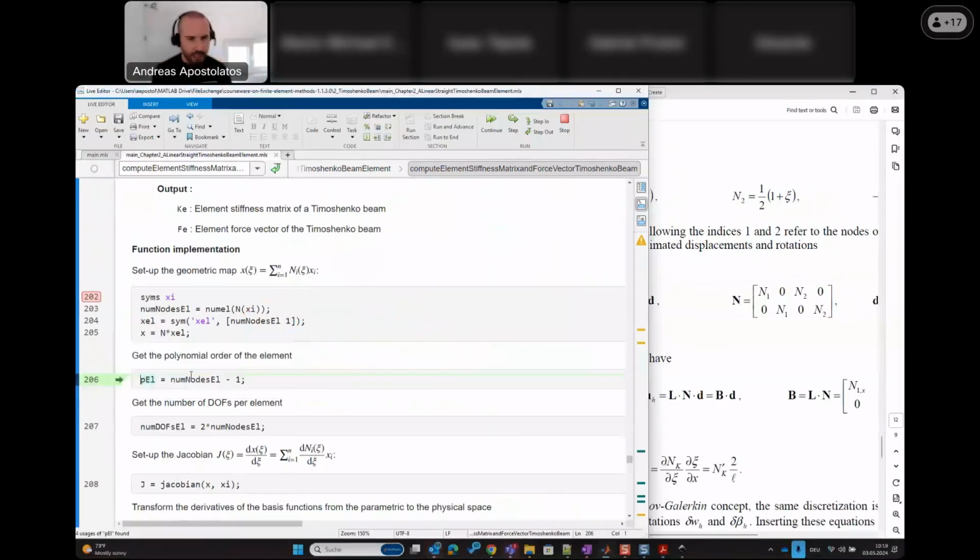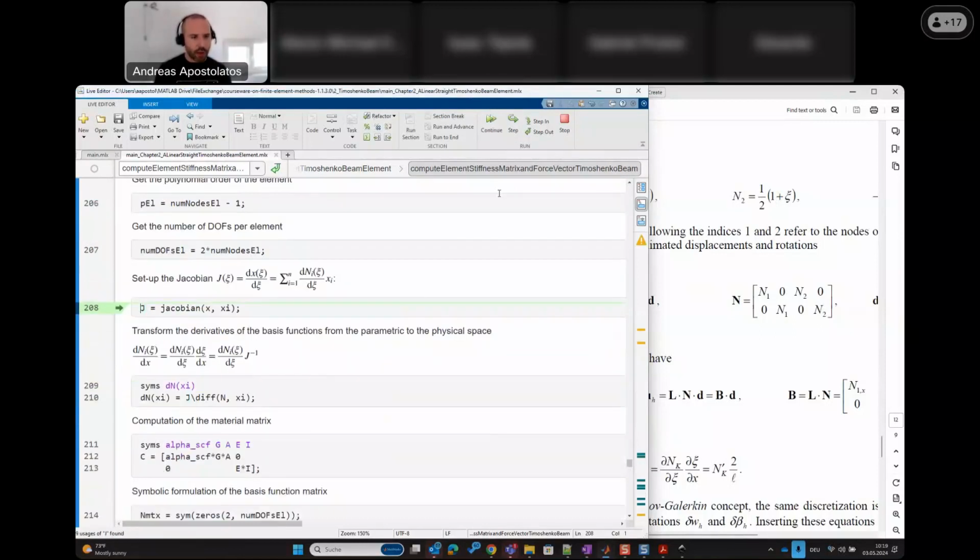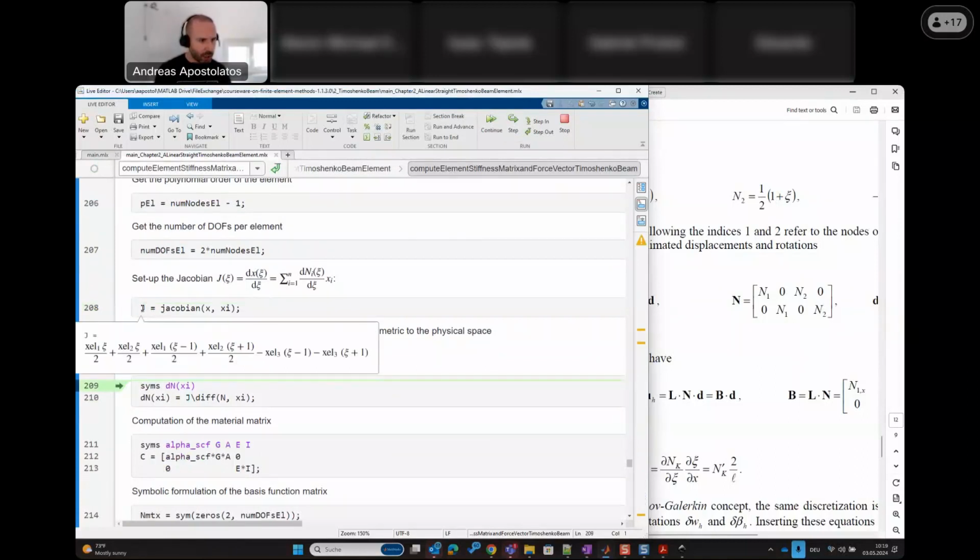We still have 10 minutes, and I would like to go through the workflow all the way to the end. So here I'm going to proceed with the step. We get the number of the nodes. Then we get the Jacobian. Let's see how it looks. It's obviously non-constant. You see that here it is already a function of psi.